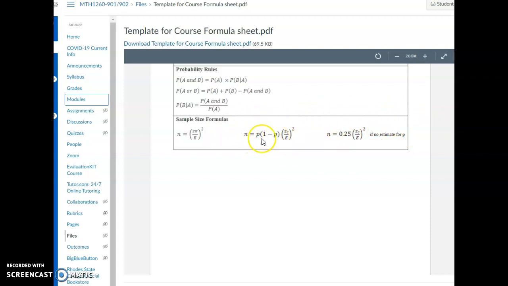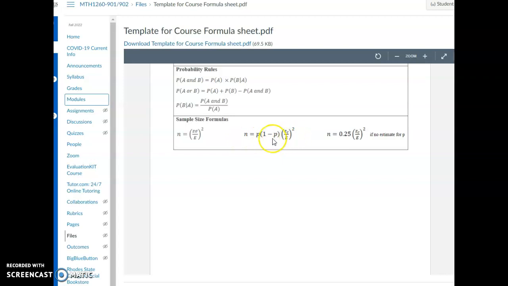We use this one if they give us a P somehow, a proportion. They would either say, based on a previous study, I know that P is approximately 0.2 or whatever it may be. Or they may say there was a previous study and there were 2 out of 10 people, and we would have to calculate 0.2.